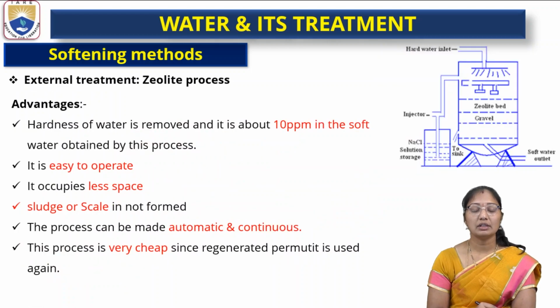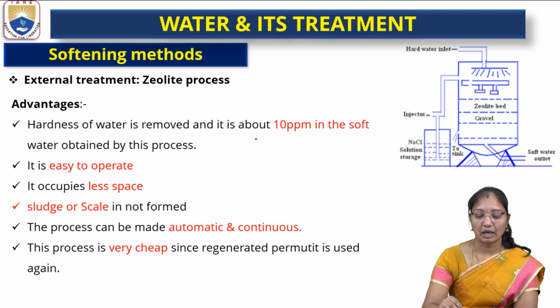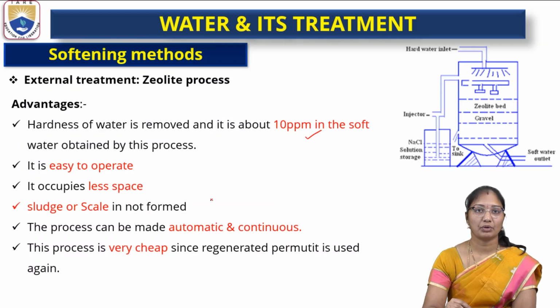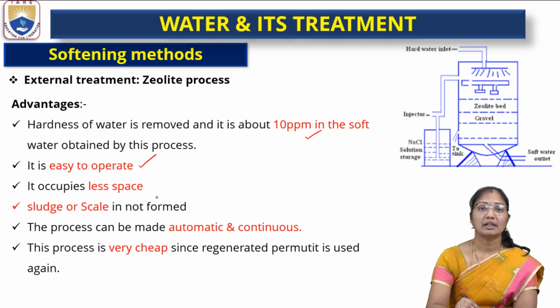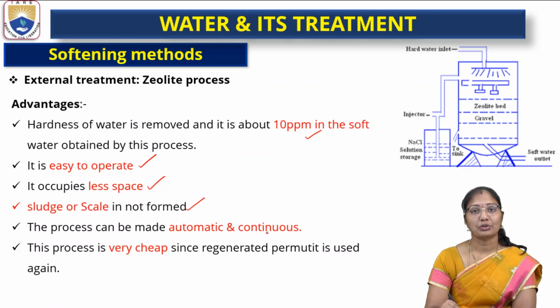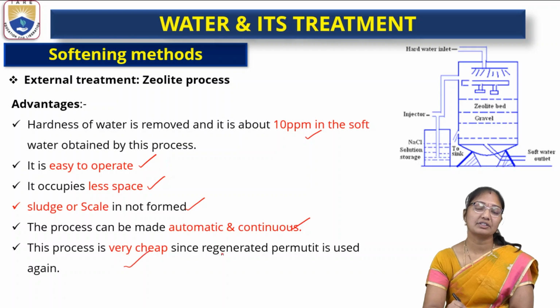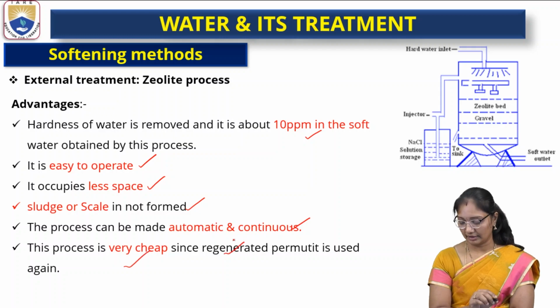So what are the advantages of the zeolite process? The resultant soft water has about 10 ppm hardness, and it is easy to operate, and it occupies less space. Sludge and scale are not formed in this treatment. The process is automatic and continuous, and it is very cheap and regenerated easily again.